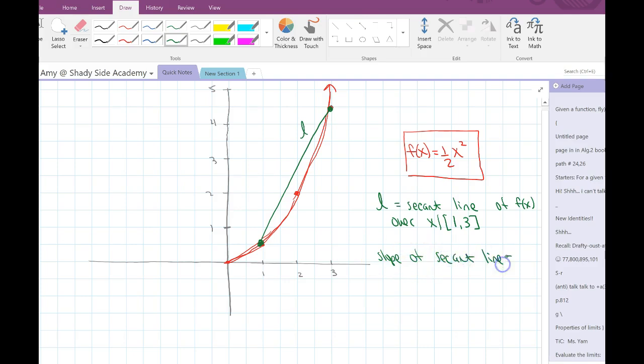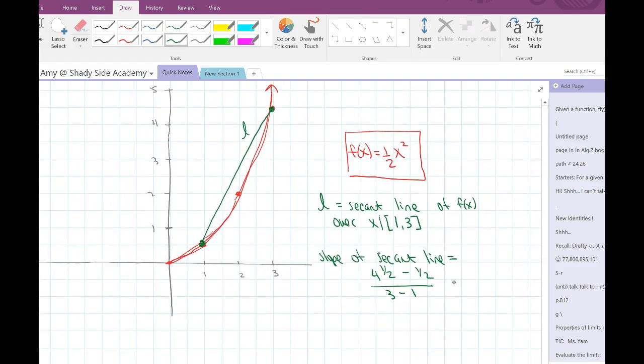The slope of the secant line, y1 minus y2 over x1 minus x2, is going to equal 4 1/2 minus a half, all over 3 minus 1, which is equal to 2. Everyone okay with that? We get 4 over 2, which equals 2. 2 is the slope of the secant line.